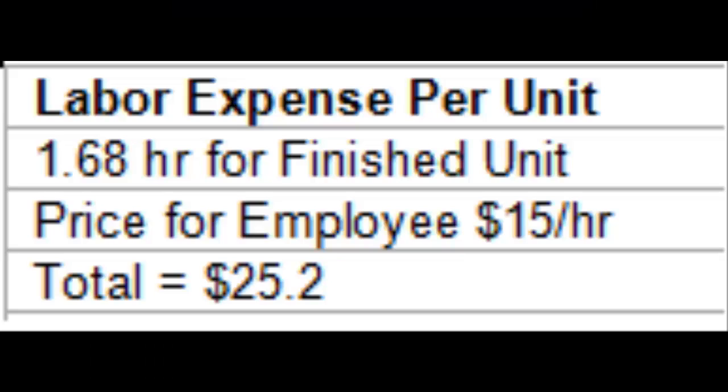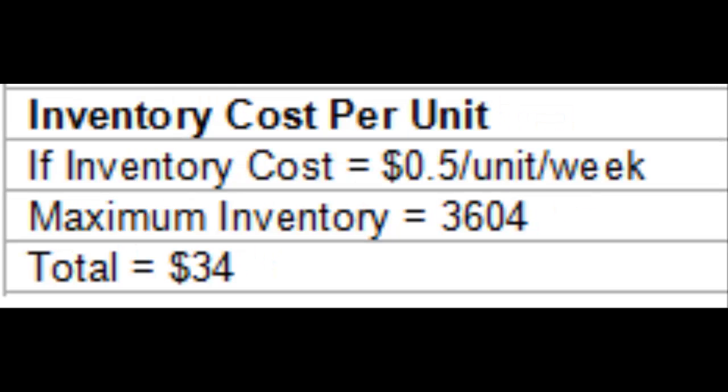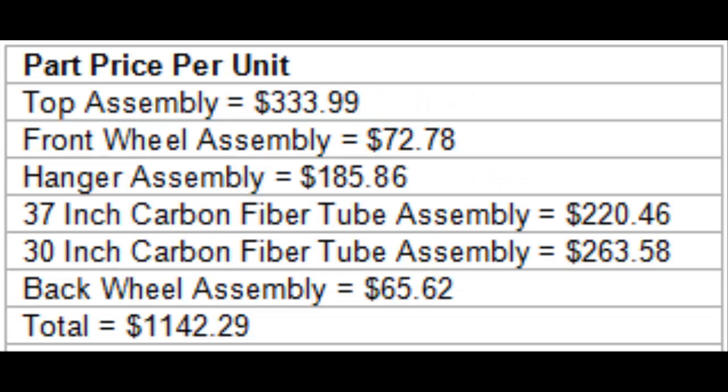In order to determine the labor expense per unit, I first determined the amount of time per unit, and then I assumed that we would be paying our employees $15 per hour. The total price would come out to $25 per unit. In order to determine the inventory cost per unit, I assumed that each unit of inventory per week would cost 50 cents. From the simulation, I was able to determine that the maximum inventory was 3,604 units, so the total came out to $34. The bill of materials extremely helped me to create both the part price per unit and the shipping price per unit.